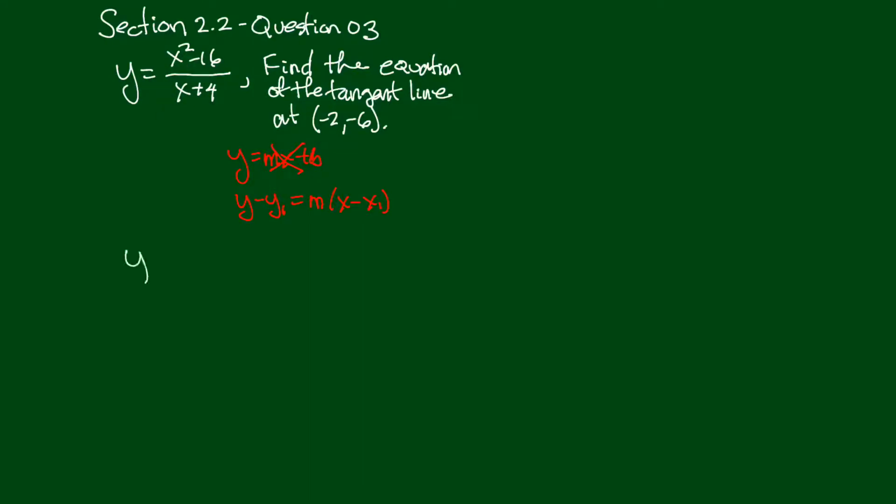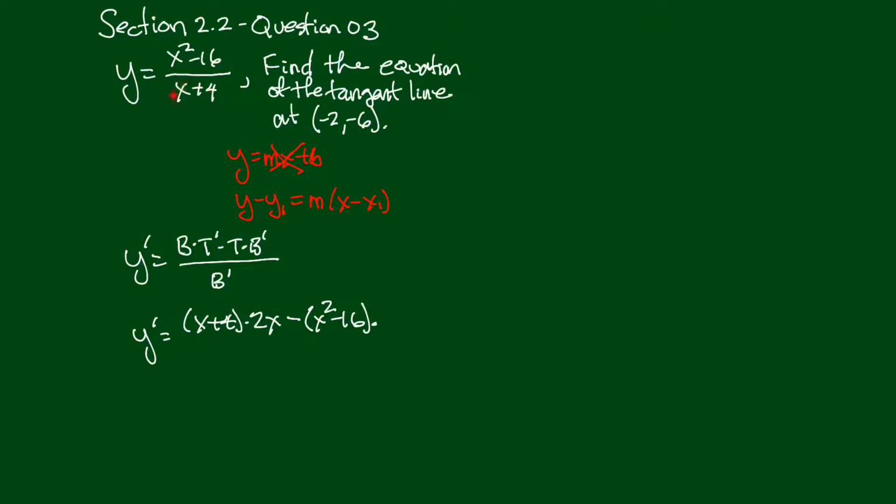So it's a quotient. So y prime is going to be, I like to write the template, bottom times the derivative of the top minus the top times the derivative of the bottom, all over the bottom squared. Let's see where it takes us. So y prime is the bottom, the quantity x plus 4, times the derivative of the top, which is 2x, minus the top, the quantity x squared minus 16, times the derivative of the bottom, and the derivative of the bottom here is just 1. All over the bottom squared, so that x plus 4 is going to get squared.